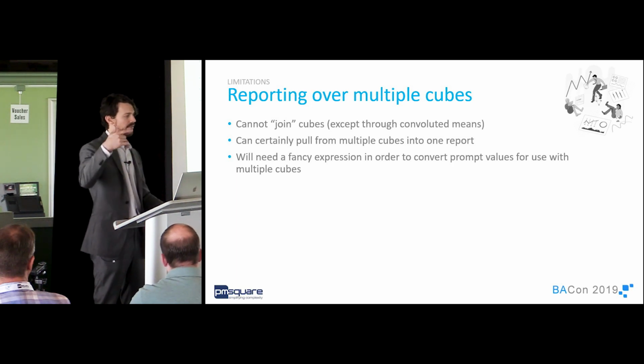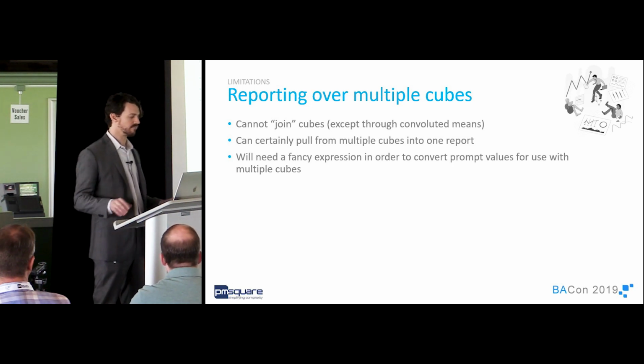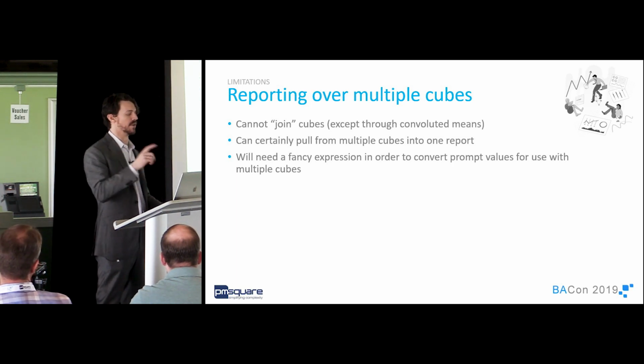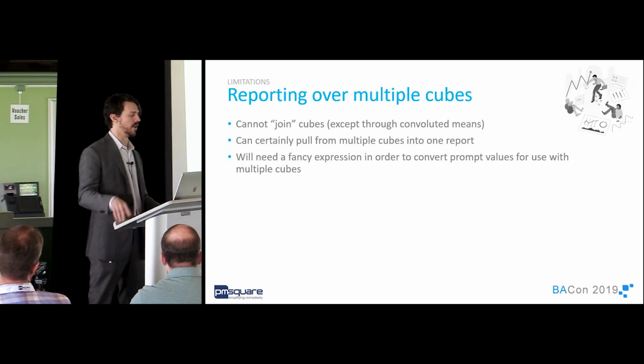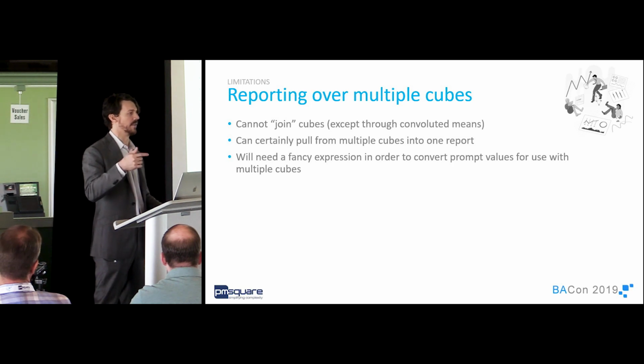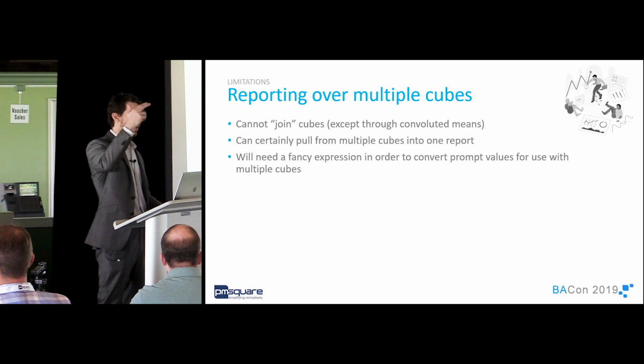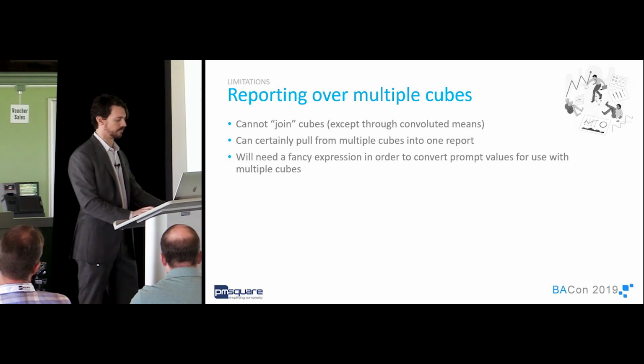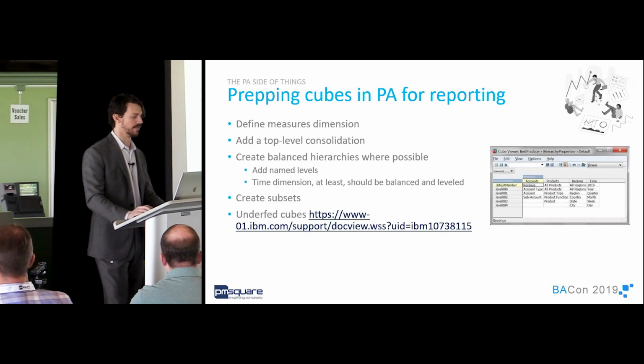So let's say you have a selection for year. The member unique name for 2019 is going to be different in one cube versus the other cube. And so you'll need to run an expression that converts that. Whichever cube is the same as the one in your prompt, you won't have to do anything, but you have to convert that expression for feeding the value to the other cube. Not a big deal, but something to be aware of.